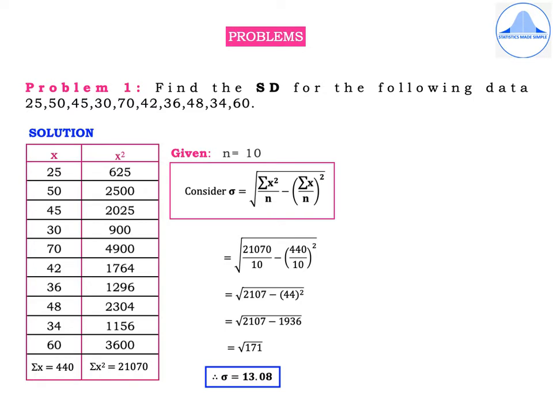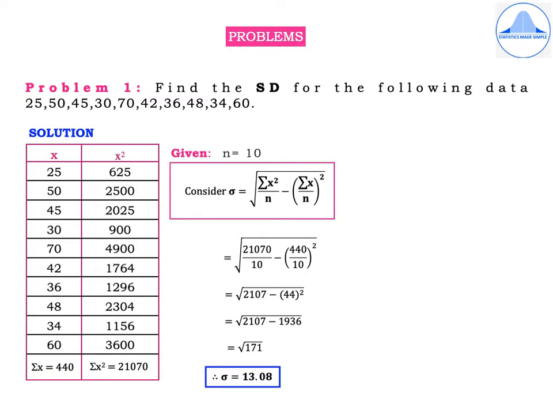Now form one more column, which is X square, because we'll need it for the standard deviation. And beside the table, you can write given n is equal to 10. Then write the formula for sigma, which is root of summation x squared by n minus summation x by n the whole square.